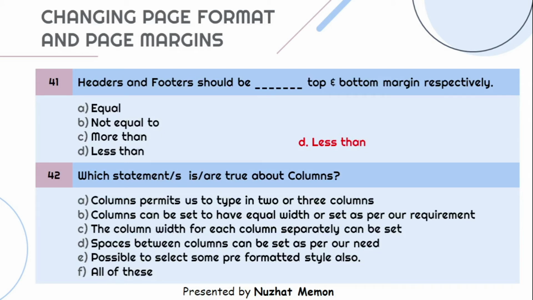Which statements is or are true about columns? The column permits us to type in 2 or 3 columns. Yes, it permits. Then columns can be set to have equal width or set as per our requirement. Yes, it can be done. Then the column width for each column separately can be set. Yes, it can be set absolutely. Spaces between columns can be set as per our need. Possible to select some pre-formatted styles also. So all of these are true about columns.